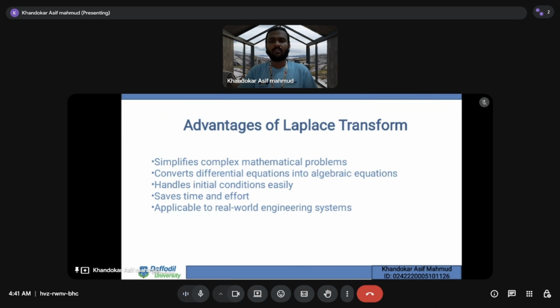Now I am going to discuss the advantages of Laplace transform. It simplifies complex mathematical problems. It converts differential equations into algebraic equations. It handles initial conditions easily. It also saves time and effort. It is applicable to real-world engineering systems.